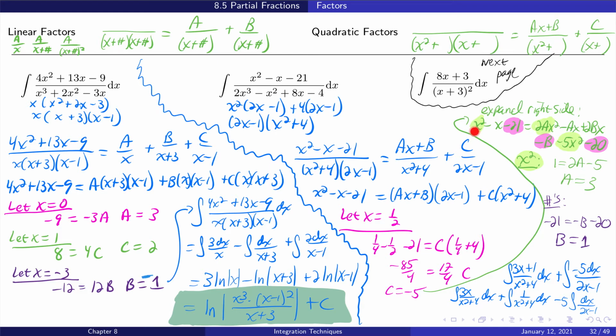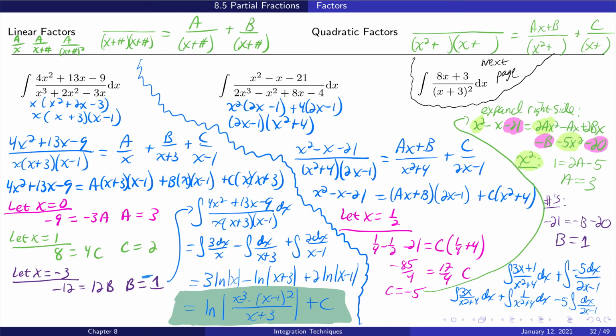So left side stays x squared minus x minus 21. Right side becomes 2Ax squared minus Ax, etc., etc. And you can see how that's the remaining terms there. And now what we're going to do is we're going to look at the quadratic terms.